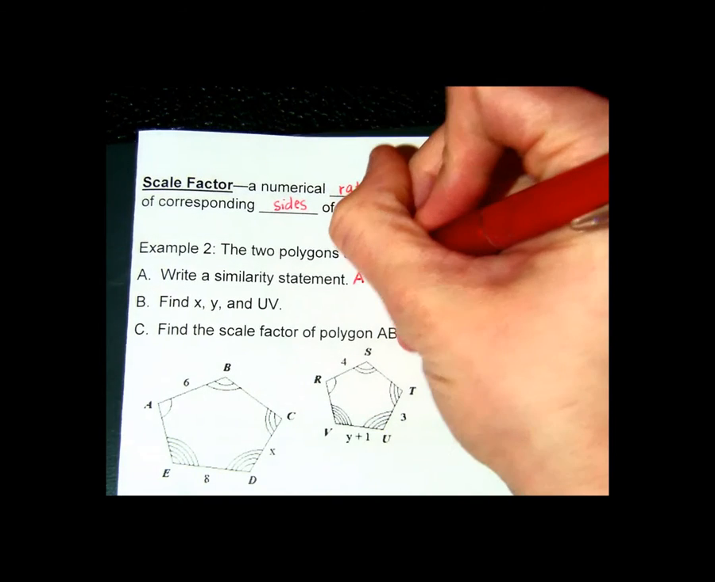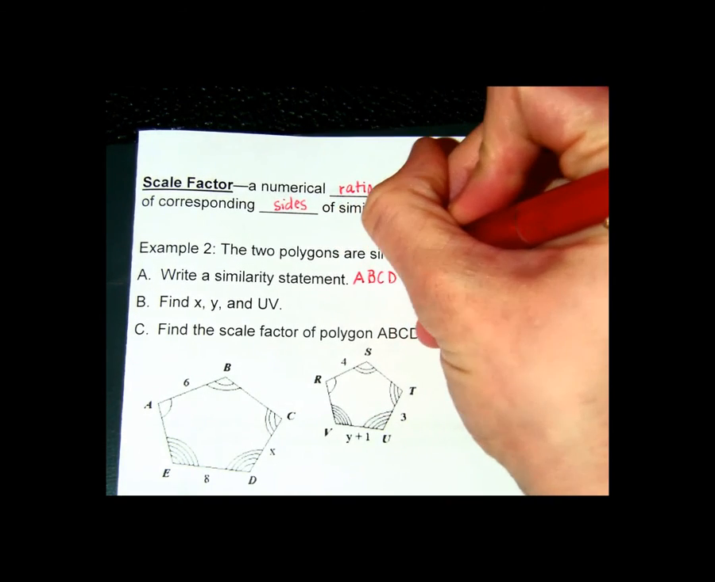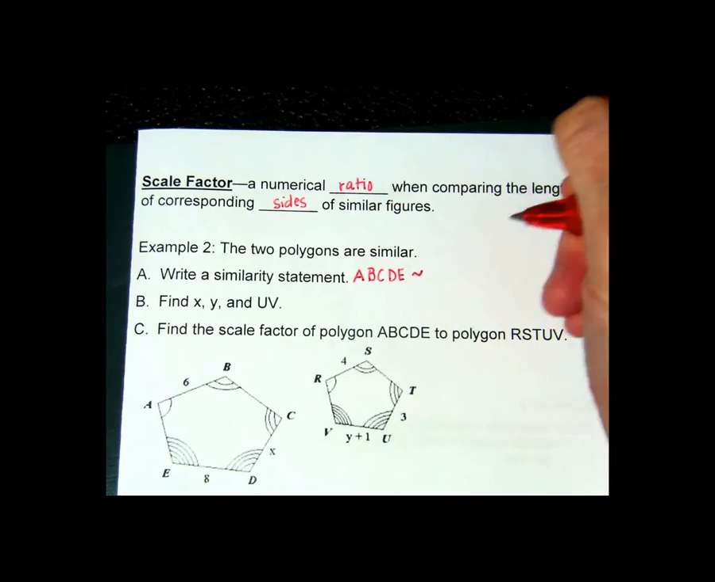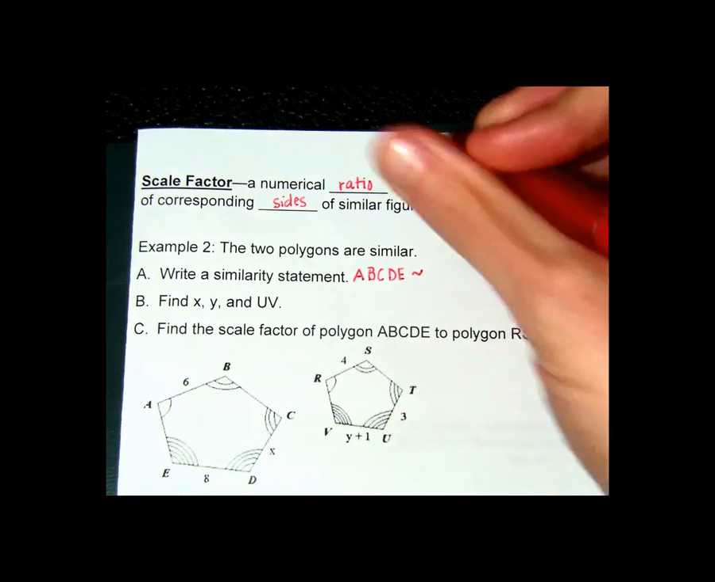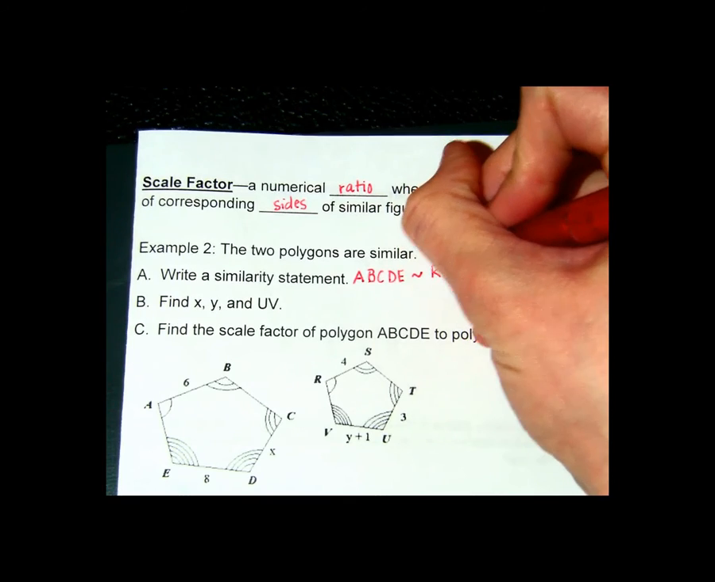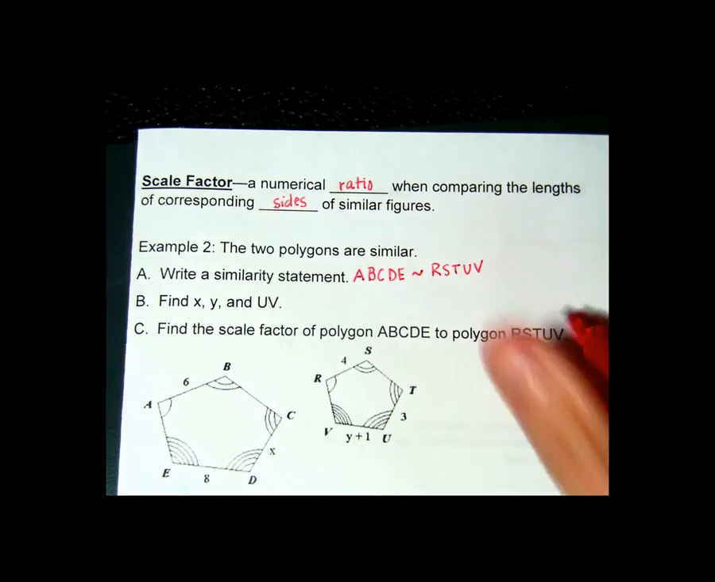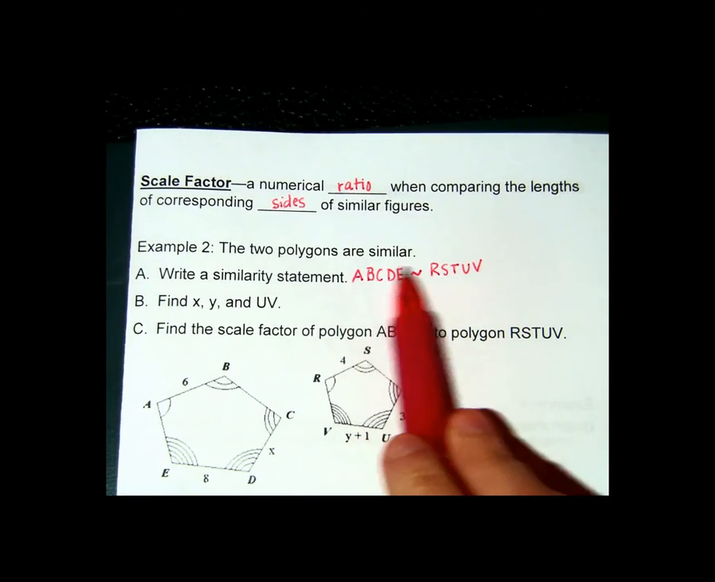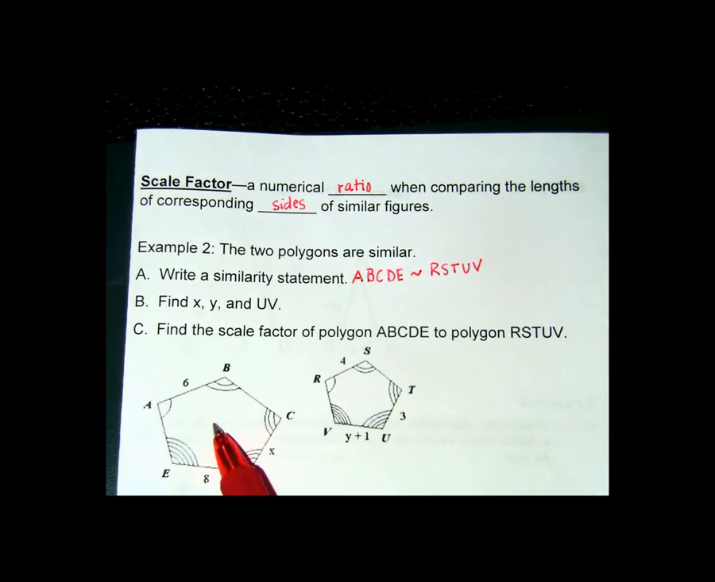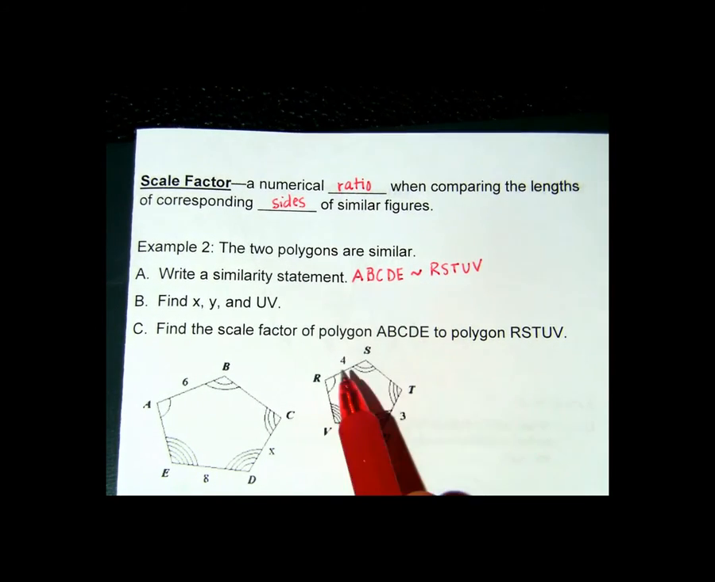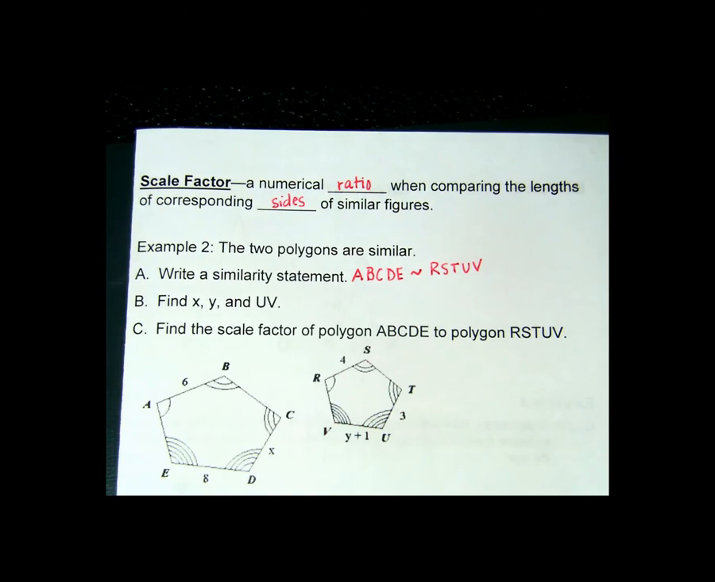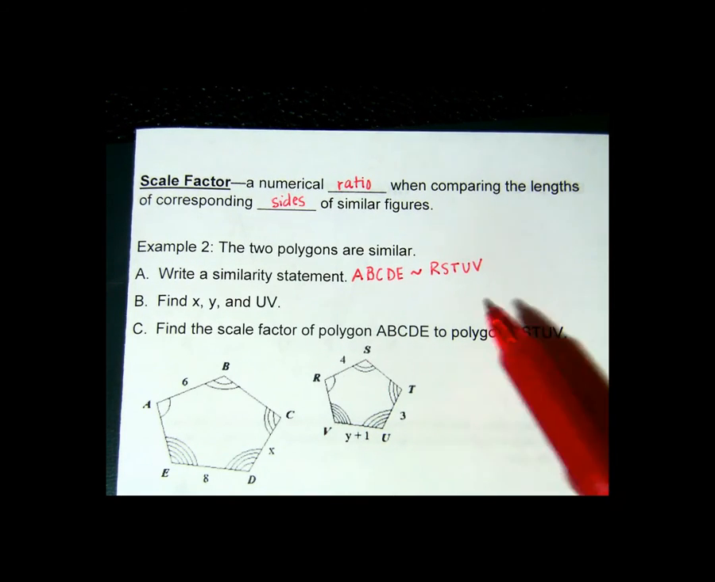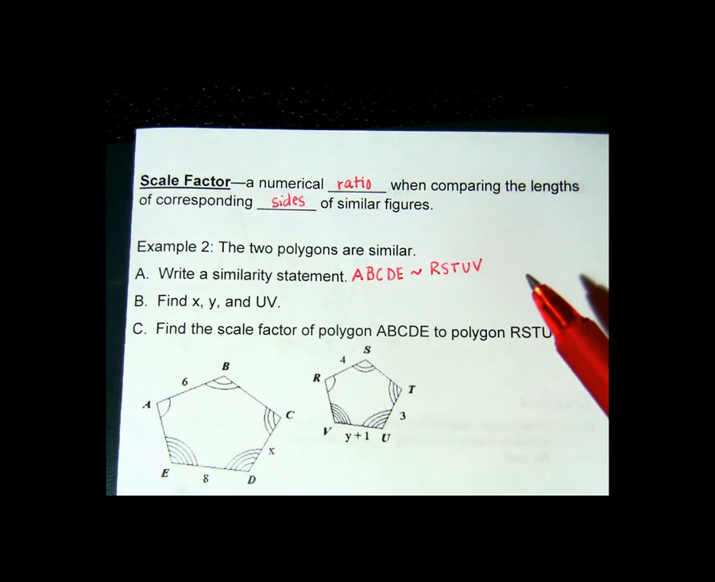So we're going to go in the order that is presented there. Similar symbol. And then R is 1, 2, 3, 4, 5, so we're going to go R, S, T, U, V. Since it's not a triangle or something, we're not going to put anything there. It's just polygon A, B, C, D, E, or pentagon A, B, C, D, E.